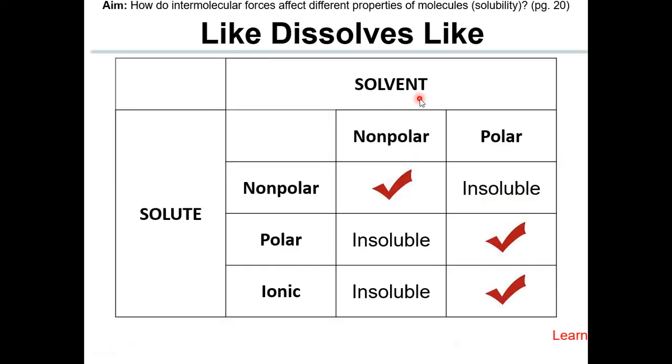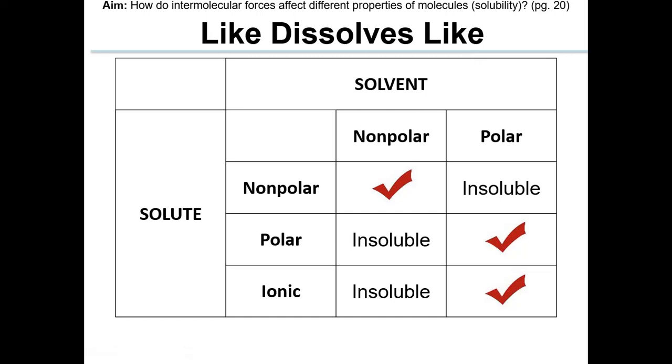To figure out if a solvent would dissolve a solute, think of like dissolves like. Nonpolar would dissolve other nonpolar. Polar would dissolve polar and ionic. Nonpolar cannot dissolve polar, or vice versa. Remember to treat like dissolves like as a general guideline, not a rule, because there will be exceptions.